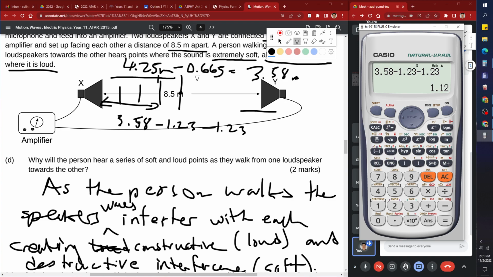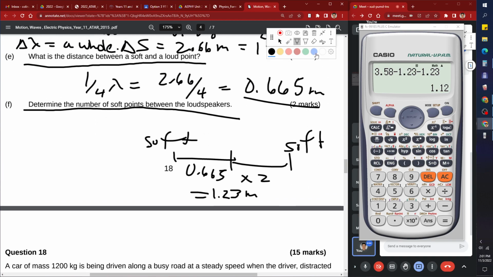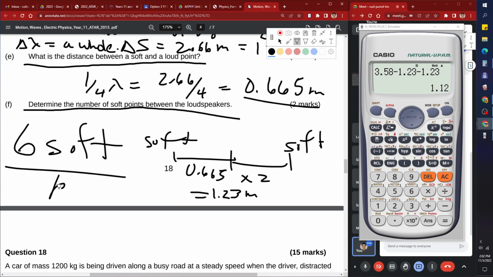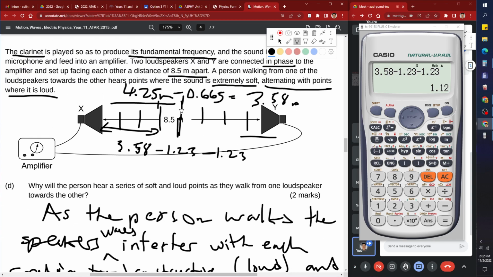So that's 1, 2, 3 on this side, and this side is going to be the same, so it's 1, 2, 3, a total of 6. It's kind of hard to show this in a good, nice way. There would be 6 soft points. There's really no easy way to show this, guys. The distance between each soft one is 1.23 meters, okay? You know that in the center, there's always a loud one because they're exactly in phase.